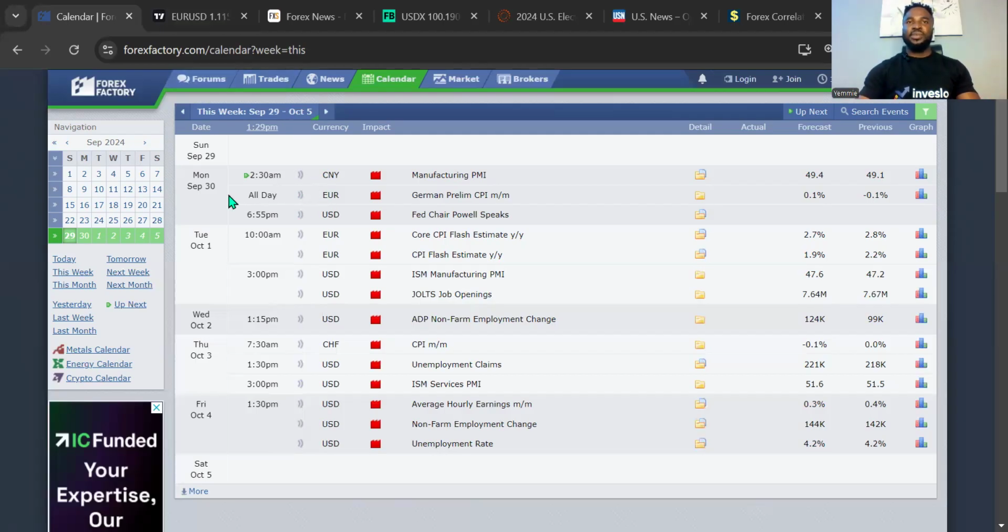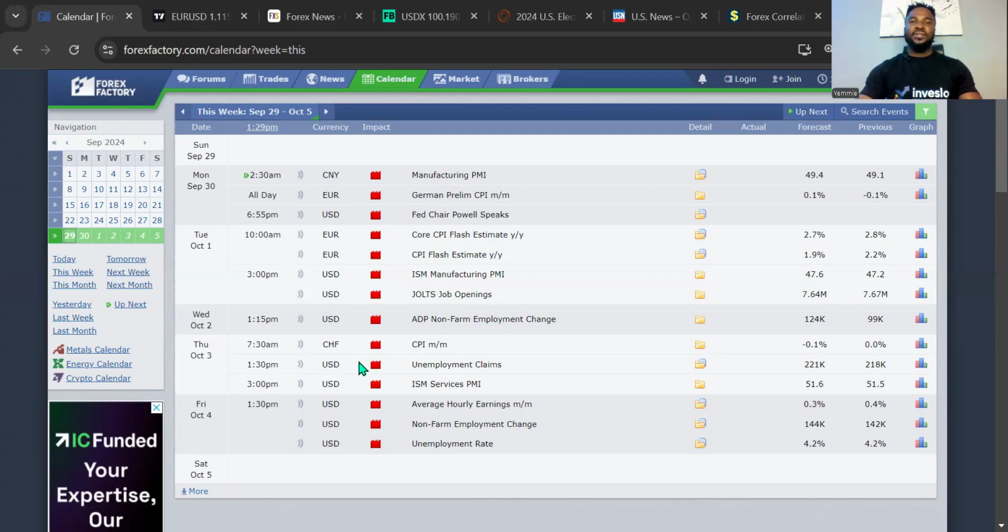So 2:30 a.m. Nigerian time on Monday, September 30th, coming with the Chinese yuan manufacturing PMI. All day long for Euro and 6:55 p.m. for US dollar, where Chairman Powell will speak, and the outcome of that is not known for now. Tuesday, we have Euro and US dollar coming out as fundamental from core CPI to CPI flash and job openings. On Wednesday, 2nd of October, we have US dollar news coming out around 1:15 p.m., which is the ADP non-farm payroll or non-farm employment change.